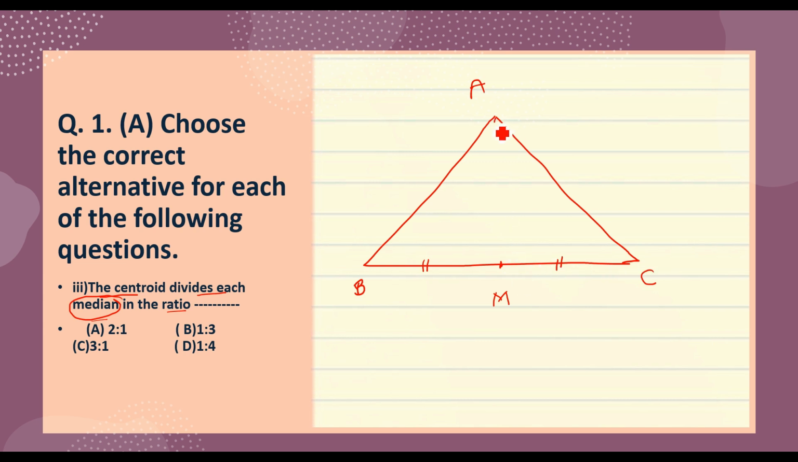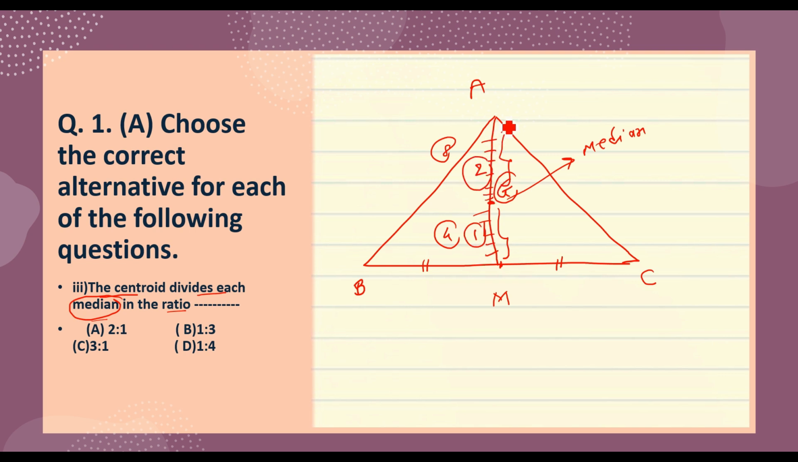Then if you join the line segment AM, it is called the median of the triangle, and its point of concurrence is called the centroid. This point is called the centroid, and the centroid always divides the median in the ratio 2 to 1. It means this distance is double and this distance is half. For example, if this distance is 4, then this distance will be 8, because if this is one time, then this is the double of it.